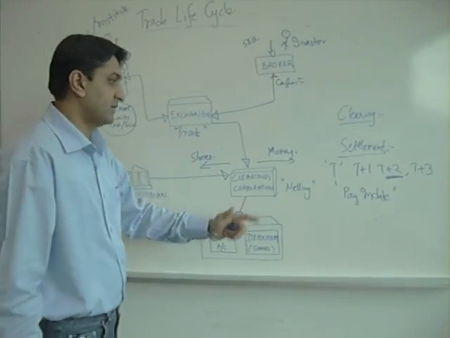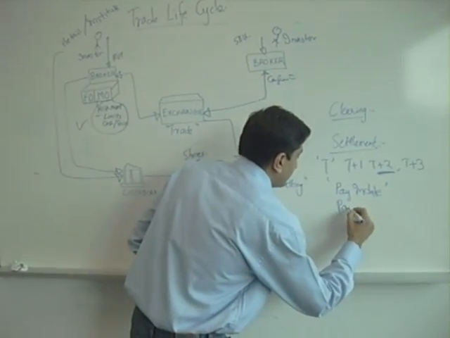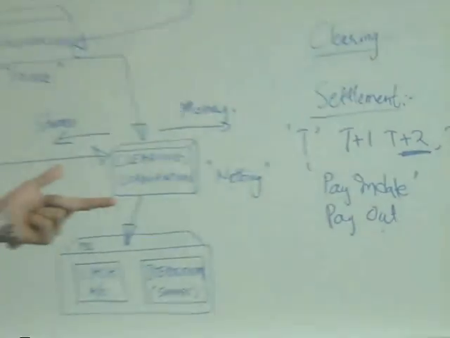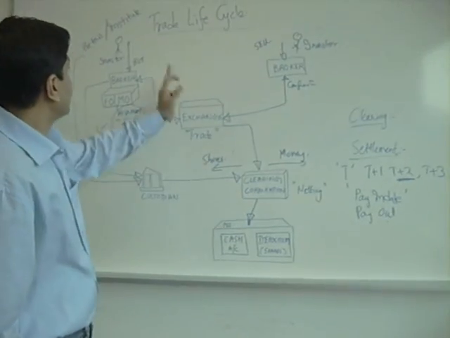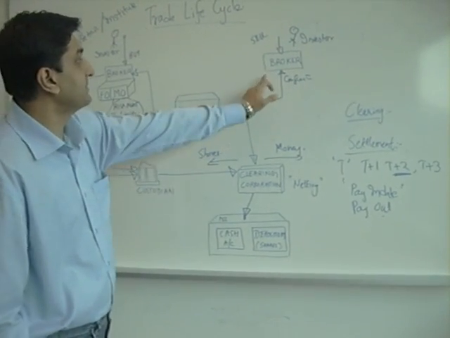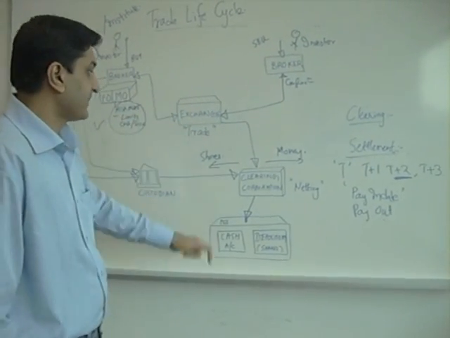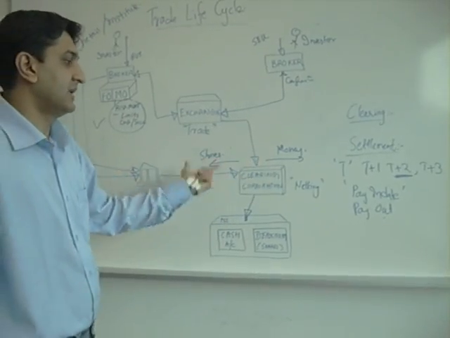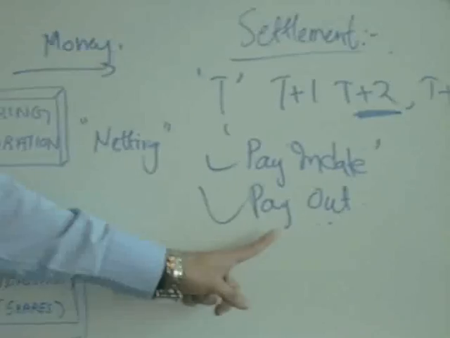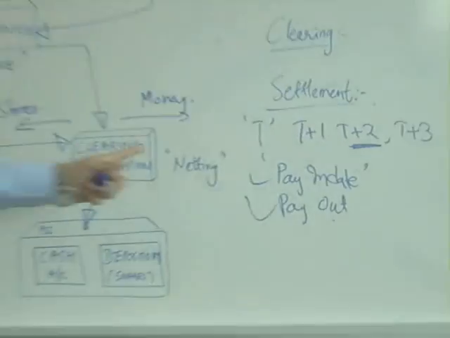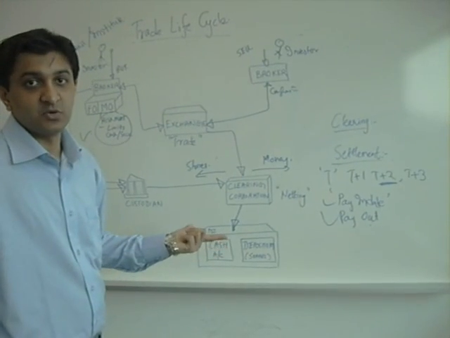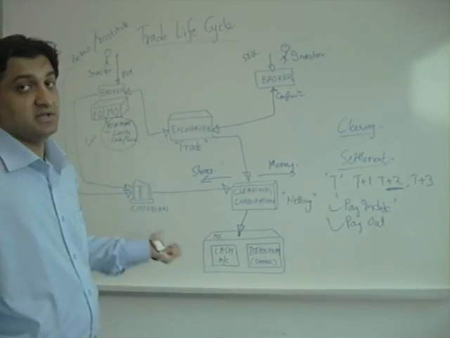Now what happens at the payout is the reverse: the clearing corporation will give him the securities got from this broker, and the clearing corporation will give him the money got from this broker. So as I said, it acts as a central house. On the payout date, once the securities and funds are transferred, the settlement is said to be effected. That's about the trade life cycle.